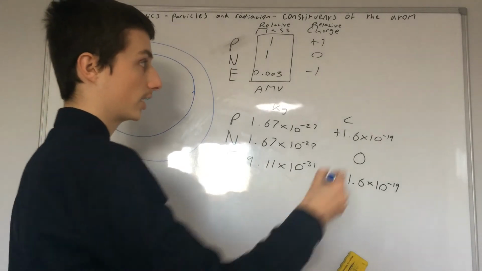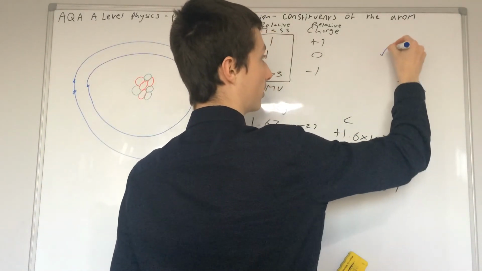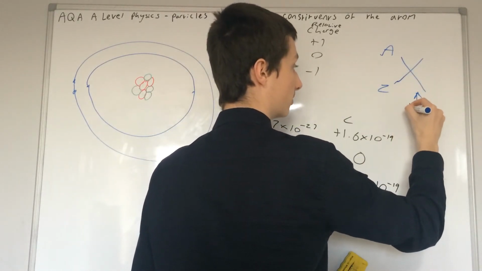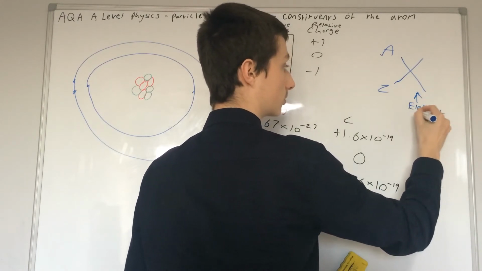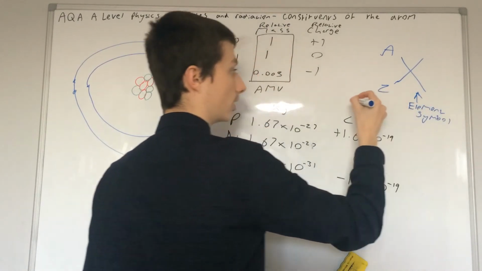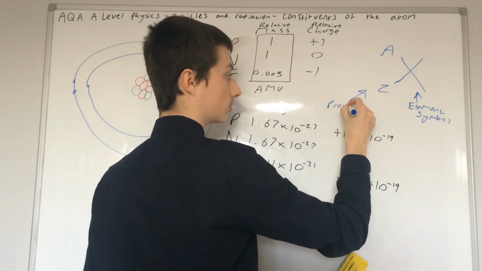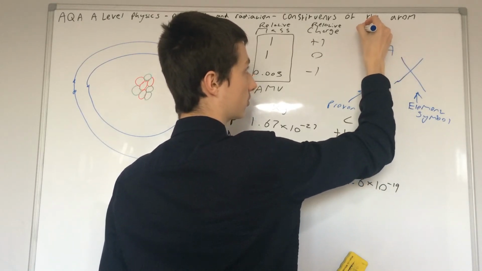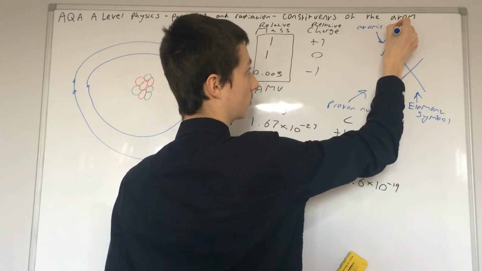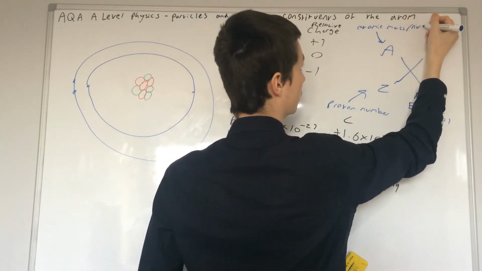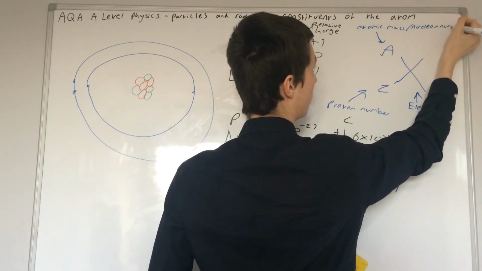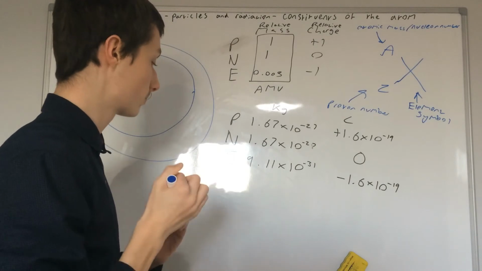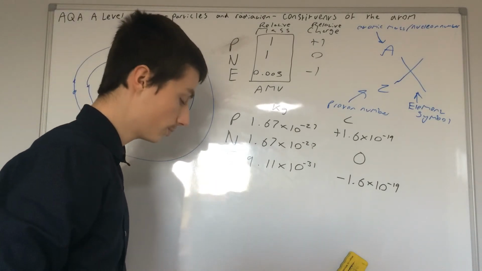You also have to be familiar, and you should be from GCSE, with the A, X, Z sort of notation, with X being the element symbol, Z being the proton number, or the atomic number, and A being the atomic mass, or what is sometimes called the nucleon number, the mass of the nucleus. That's a bit scrunched against the side. You should be familiar with that from GCSE.